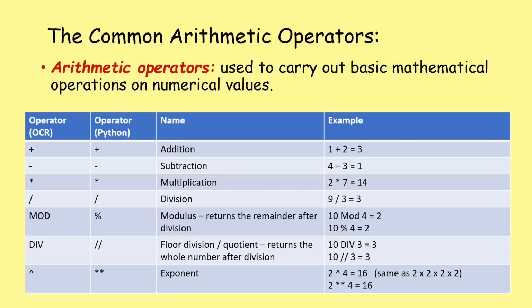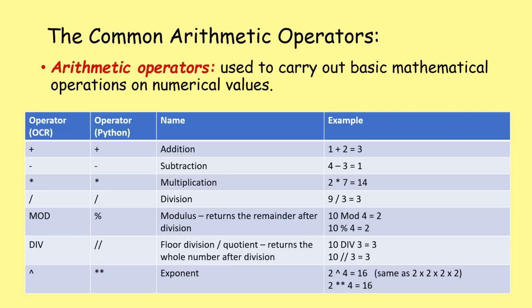Next up, we have common arithmetic operators. These are used to carry out basic mathematical operations on numerical values. Most of these are quite self-explanatory. The more interesting ones are toward the bottom, where we have modulus, floor division, and exponent. Modulus, which is the percentage sign in Python, divides two numbers and returns the remainder. So 10 mod 4 is 2 because 10 divided by 4 is 2 with 2 left over. There's a remainder of 2.